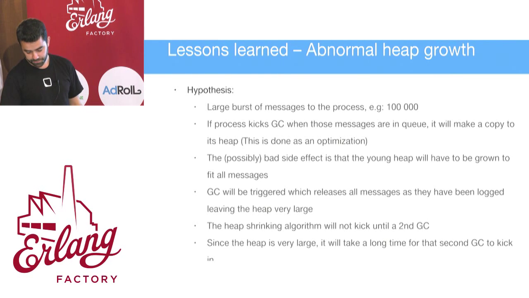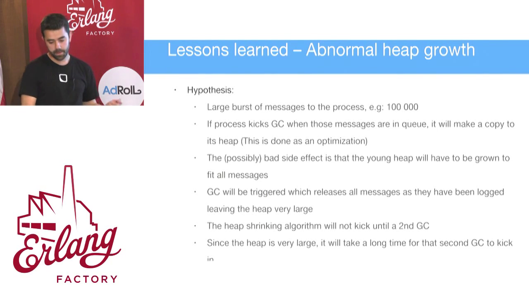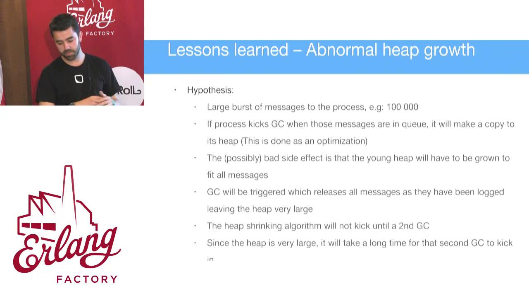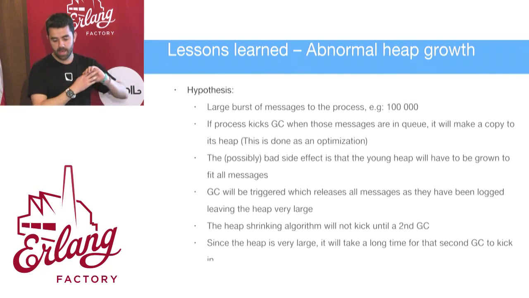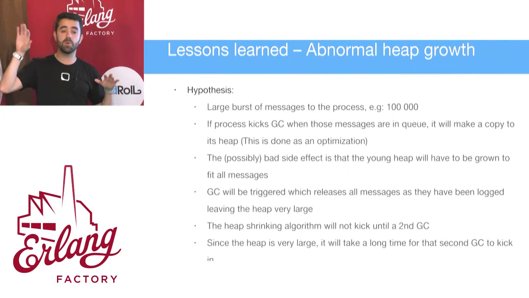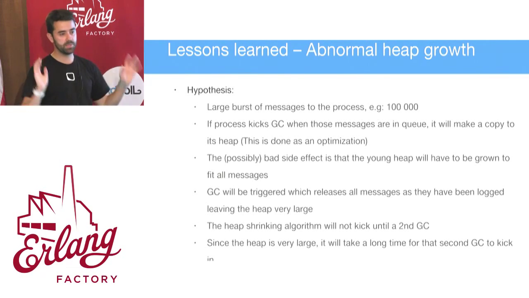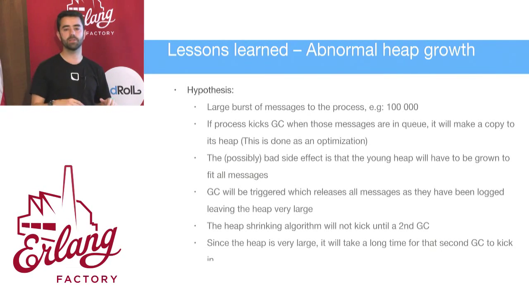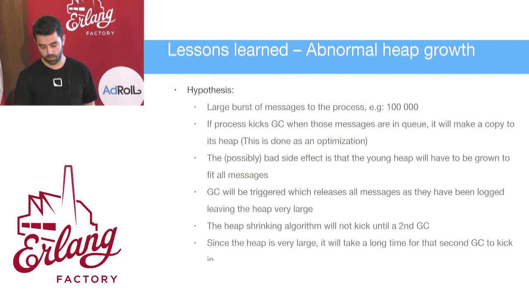And then the GC will be triggered, which is going to release the messages, but the heap is going to remain very, very large, right? Even though the messages have been flushed. Because the heap shrinking algorithm won't happen until the second GC kicks in. And even when that happens, the shrinking is going to happen on a 25% basis, so it's not going to be gone completely. The error logger heap is still going to be huge.